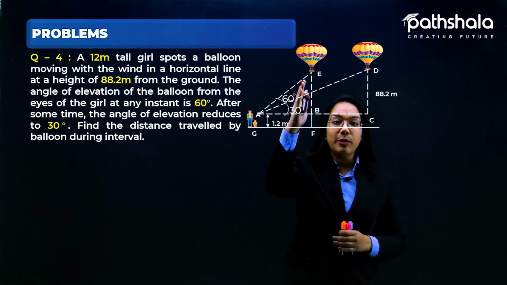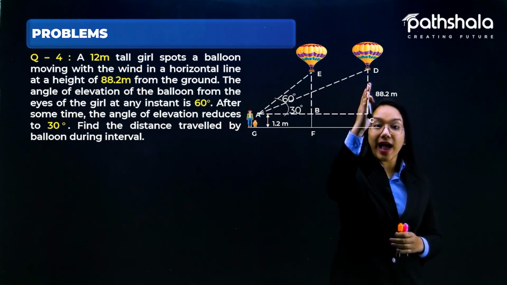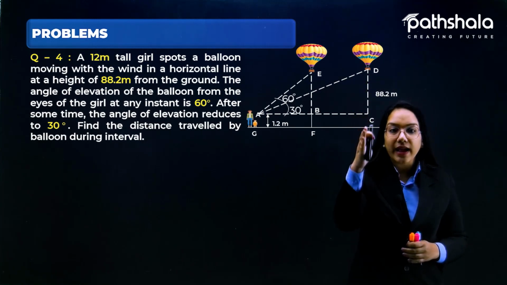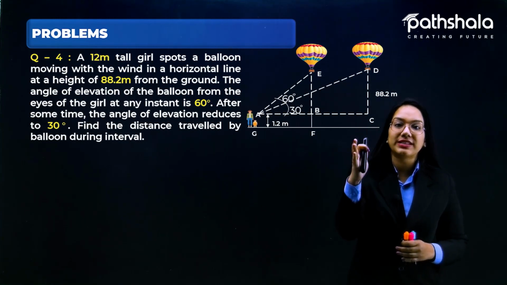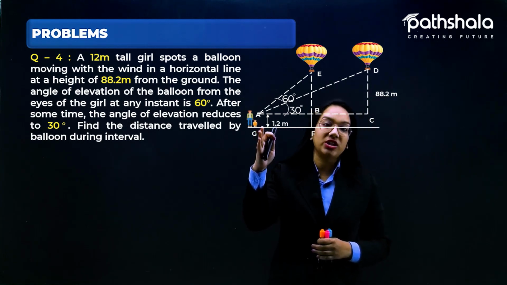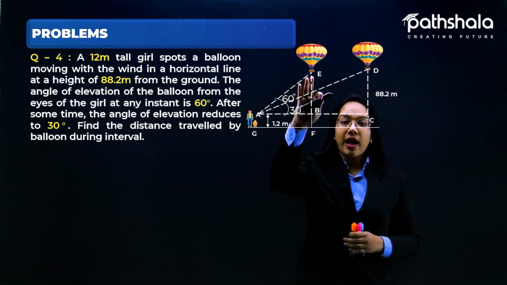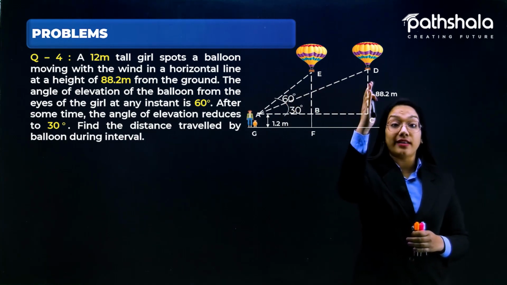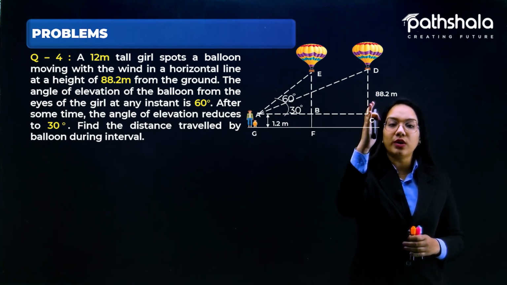As you can see, this balloon is moving with the wind in a horizontal line, and it is at a height of 88.2 meters. So this total height from the ground is 88.2 meters. And further it says the angle of elevation of the balloon from the eye of the girl at any instant was 60 degrees, and after some time the angle of elevation reduces to 30 degrees when it is at this particular point. So we have to find the distance traveled by the balloon during this interval.